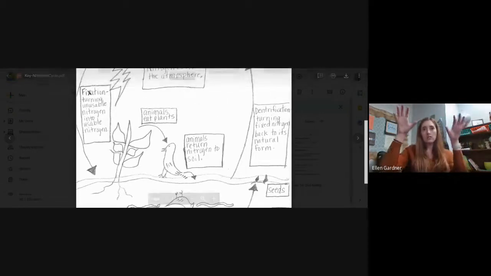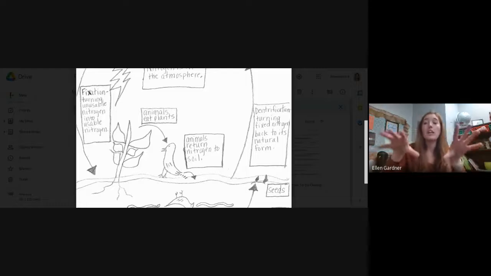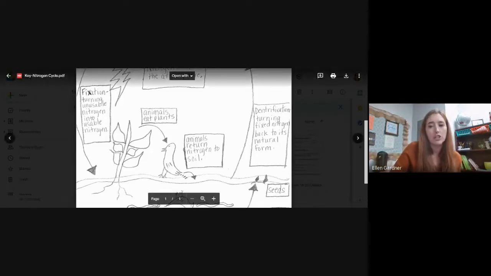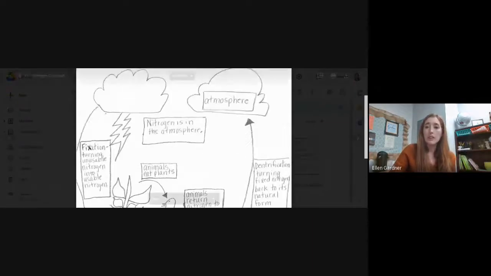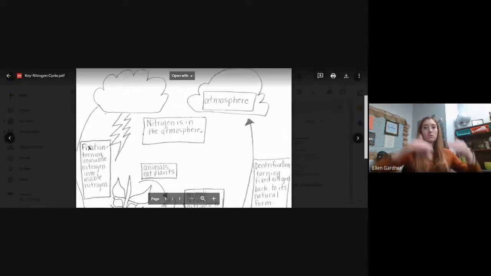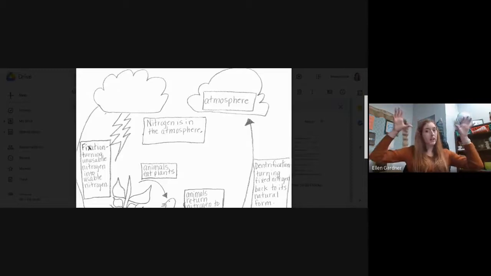Now, once there's animal waste or dead organisms that are in the soil, it returns back to the atmosphere through a process called denitrification. This should have an I there. It's denitrification, turning fixed nitrogen back to its natural form up in the air. So we start in the air. That's what we're going to call the first step of this nitrogen cycle. So starting in the air, where does it go next?